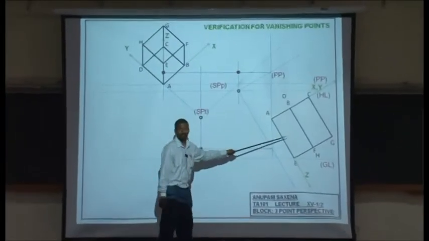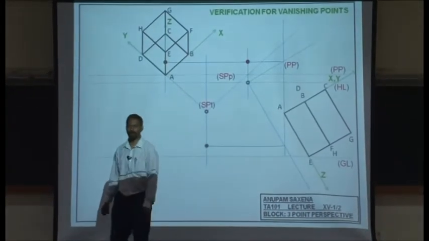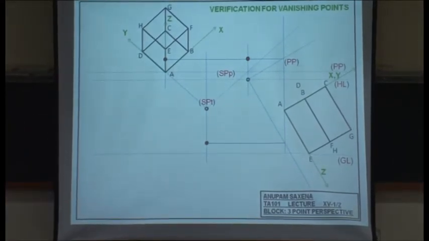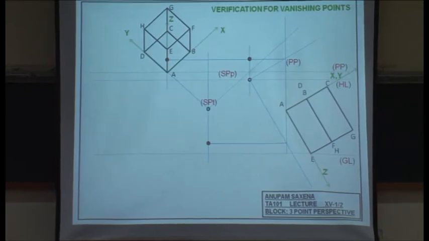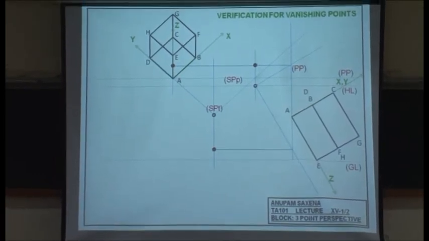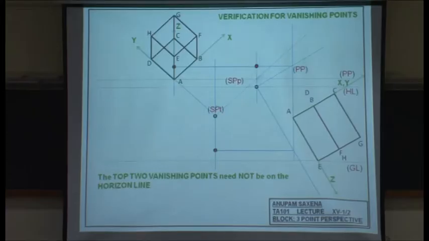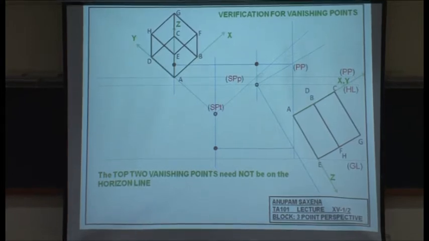It's a wonderful, very elegant way of getting a perspective. The only problem is that you have to figure how to draw the true top and profile views. That's the only problem. That involves two rotations of the object. Okay, and once you have that, perspective is straightforward. So, this is what the bottom line was, where we all got stuck Friday. The top two vanishing points need not be on the horizon line or the picture plane.